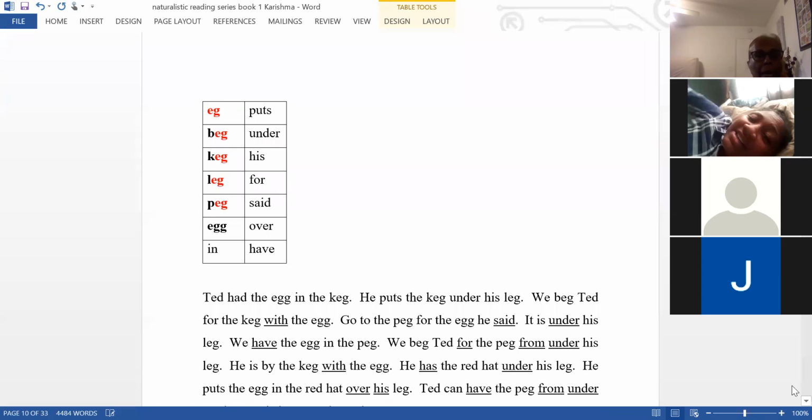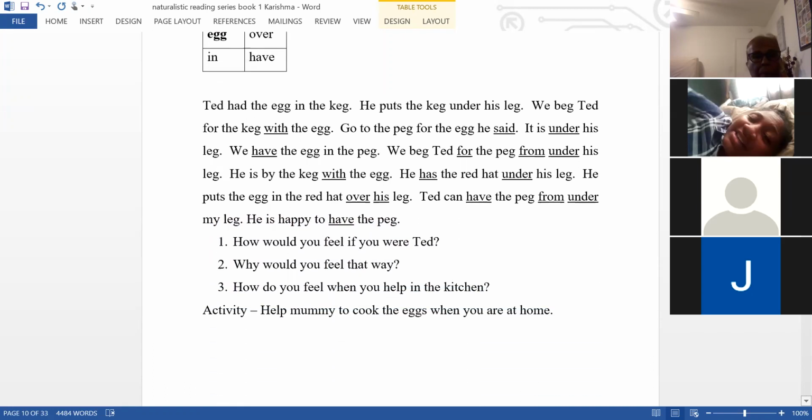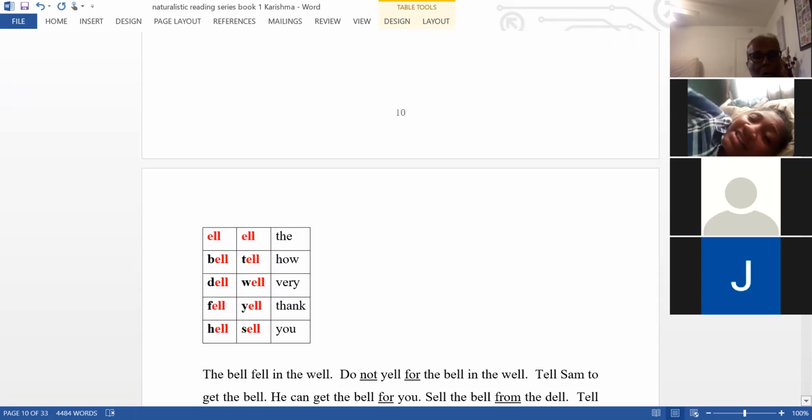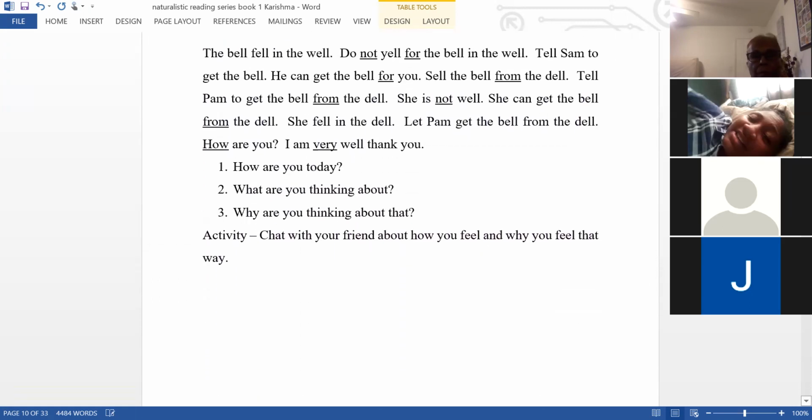Eg, and I have egg, E-G-G, and it's in black because it's no longer "eg," but it's "egg." Like peg, egg. They don't say "egg," it's E-G-G, egg. All the lessons that follow are similar.